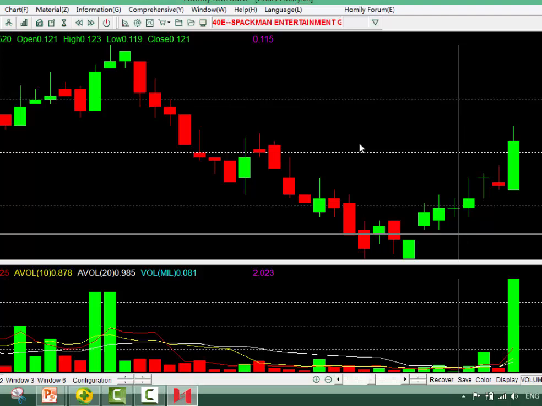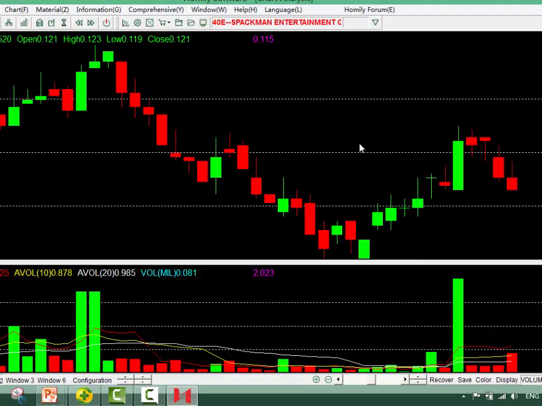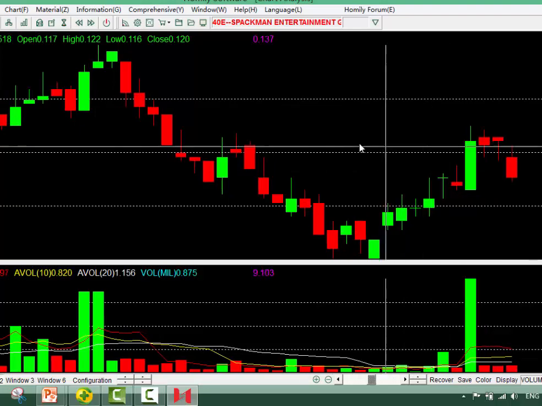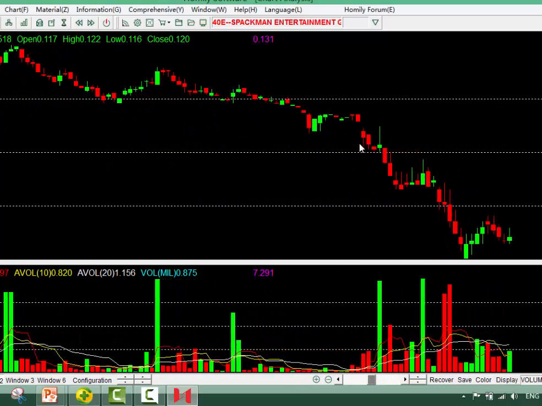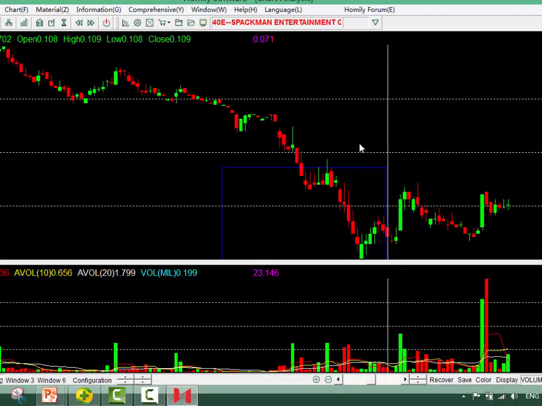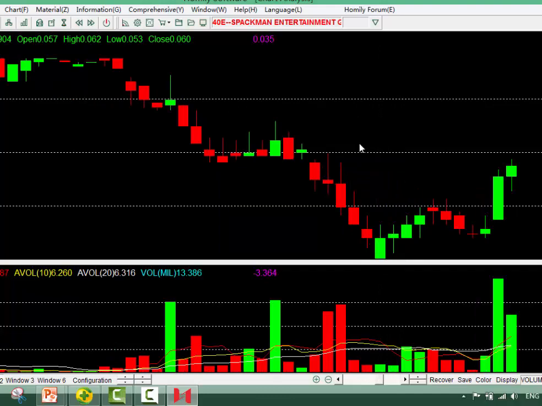Can we use this candlestick to confirm that this is the bottom? You should know the premise. The premise is like that. Then we can see another one.